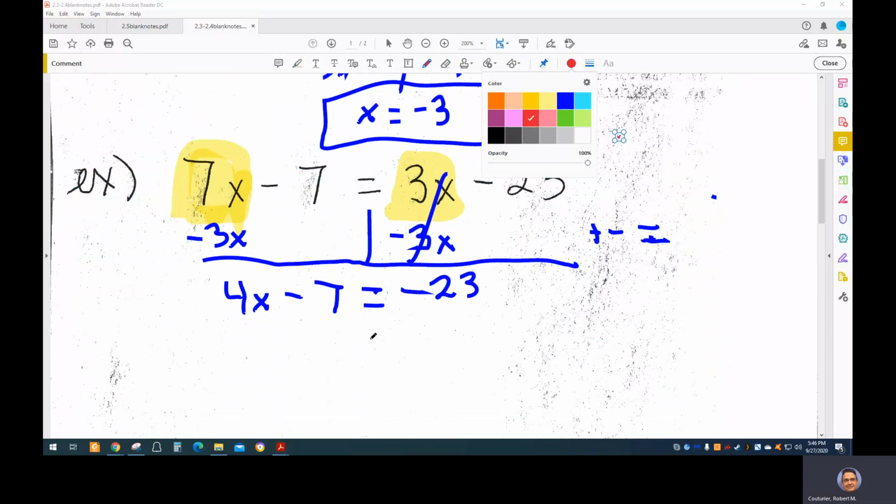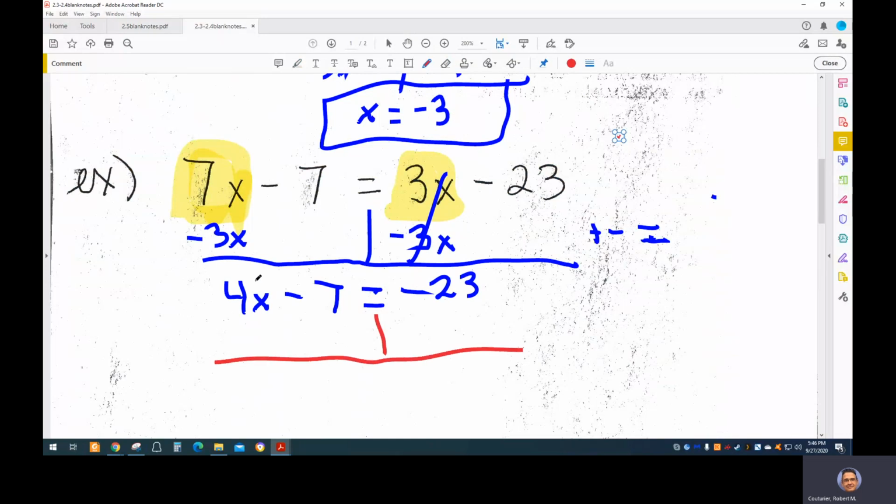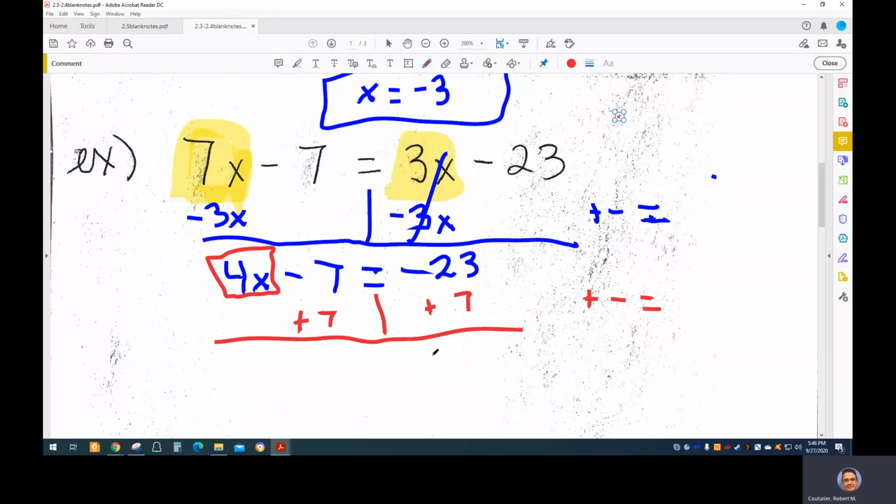Switch colors because we are moving to another step. Now we notice if we're going to box our variable again. So this now looks exactly like what we have been doing. We have to use the addition subtraction property of equality again. We need to move this negative 7. So to move it, we have to add 7. So what are we going to end up with on this side? We have negative 16 on this side. These cancel. Now we can bring the 4x down.